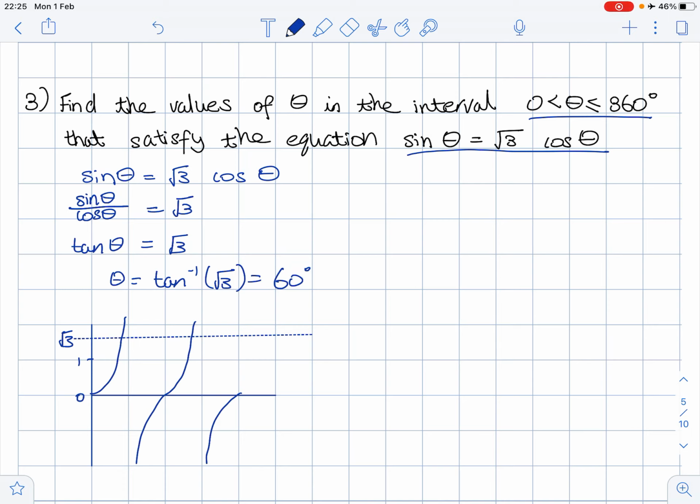So we're interested in when tan theta is √3. We know this is the first value we found, which is 60 degrees. And we know that our tan curve repeats every 180 degrees. So we're going to add 60 plus 180, and this is equal to 240. So we know this point here is 240. So our two values are 60 and 240.